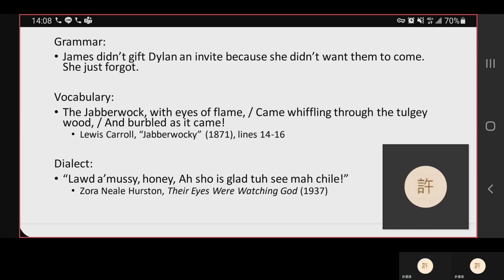So, as I said, English is a living language. There are many different ways that English can appear on the page. If you're not sure what's going on, one strategy is to read it out loud and listen. Pay attention to the sound of what's on the page. So if you didn't catch that, if you translate this into correct English, it's supposed to say, Lord of mercy, honey, I sure am glad to see my child. So that's the language part. Hopefully, if you pay close attention to how the language is used, your English can improve quickly.